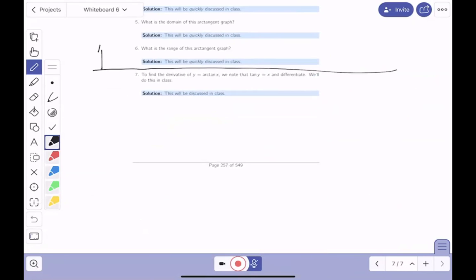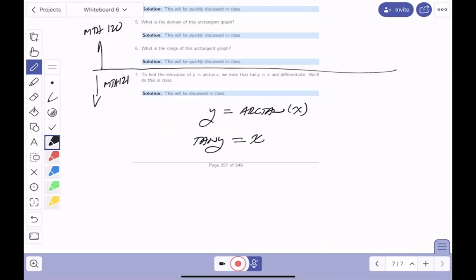This here is Math 120. When we go in this direction, we're in Math 121. You can't go to 121 without knowing Math 120. So let's write this down. What do we get up here? Y equals arctangent of x. They go on to note that tan of y is equal to x.